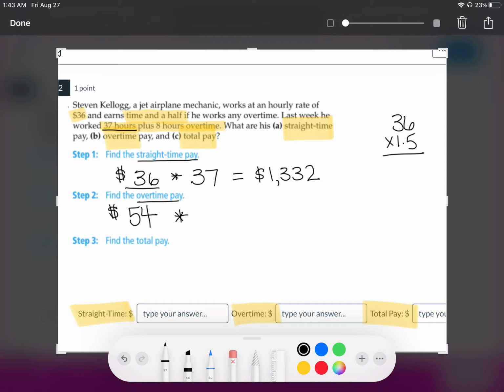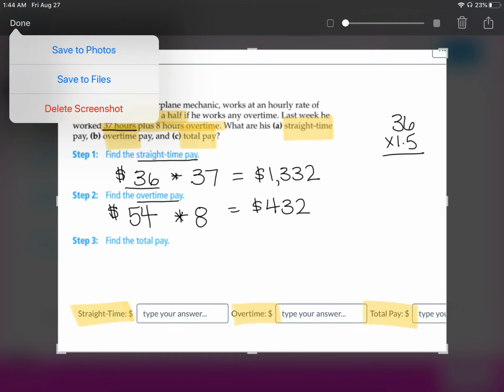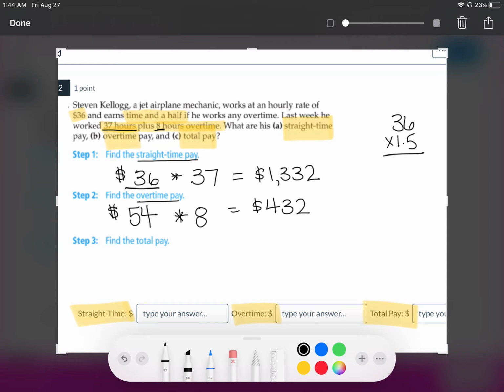It also tells us that he works 8 hours of overtime. So he makes a total of $432 just off of his overtime hours. Oh, it's not even a lot of overtime hours. That's a good amount of money.